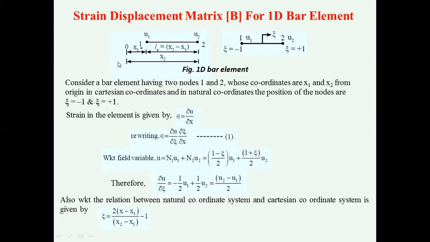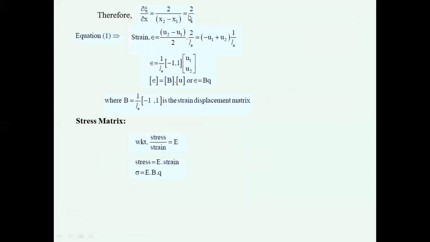Now you take equation 1: dou u by dou zeta into dou zeta by dou x. Dou u by dou zeta is (u2 minus u1) by 2. Dou zeta by dou x is 2 by L. So you just substitute. So strain equals (u2 minus u1) by 2 into 2 by L. The 2s get cancelled out. So I will rearrange this as (minus u1 plus u2) into 1 by L.